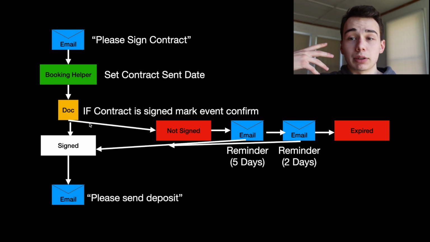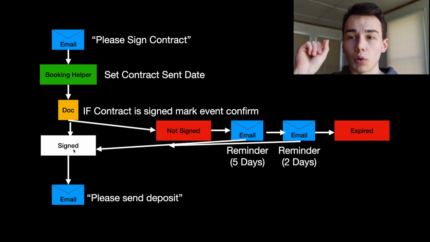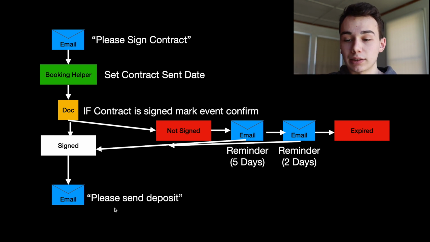And this is where it becomes really effective, because if the document is signed at any point within, I have mine set for 7 days before it expires, then they get an email after it's signed, and it's also going to set the event date as like contract signed on this day or booked on this day. Whatever you want to do with it is really up to you. And then it's going to send them an email automatically as well when that contract is signed that says, please send me your deposit right here.